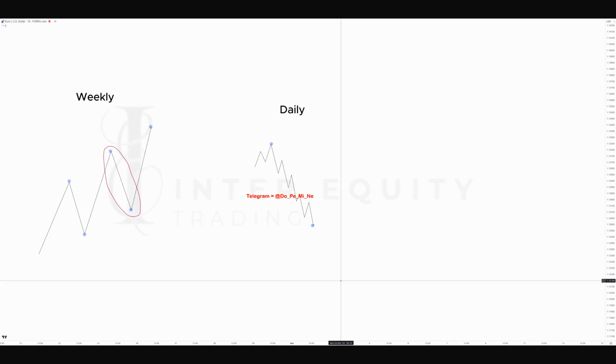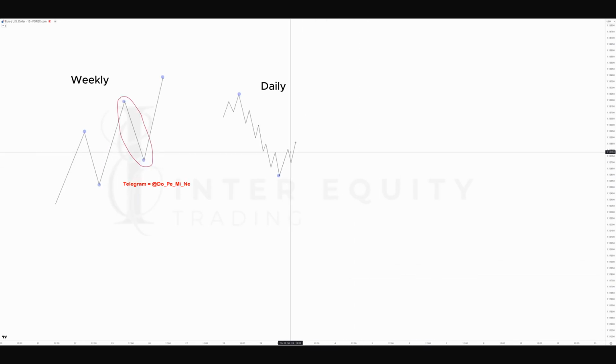Okay, so this is when knowing where the higher time frame is most likely to go is crucial. And using the lower time frames, you can be confidently trading towards that higher time frame area, which in this case is selling towards that weekly higher low.